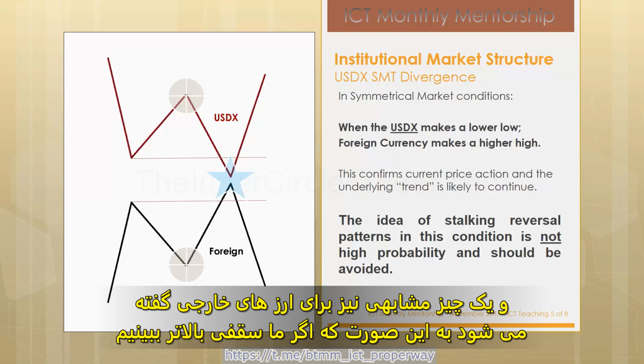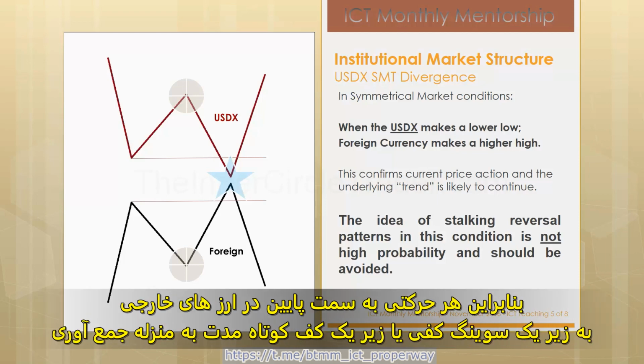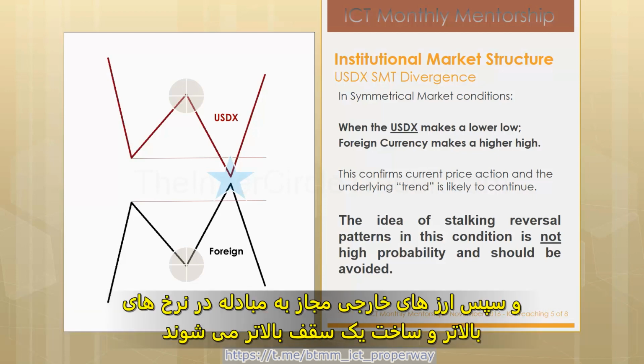If we see that higher high while the dollar index makes that lower low, price is confirmed. So that means the underlying direction is still intact. So any movement down in the foreign currency pairs below a swing low or a short-term low, they're gathering up the sell stops below the marketplace. And that's where they're going to be accumulating new long positions. And then the foreign currency pairs will be allowed to trade higher and make a new higher high.